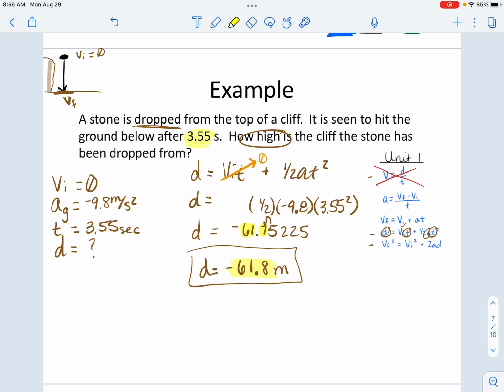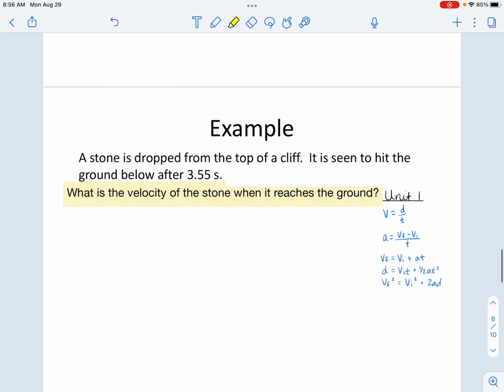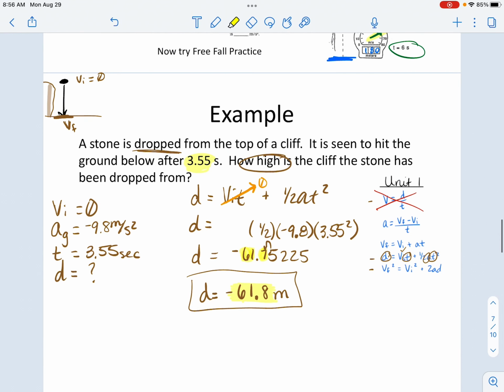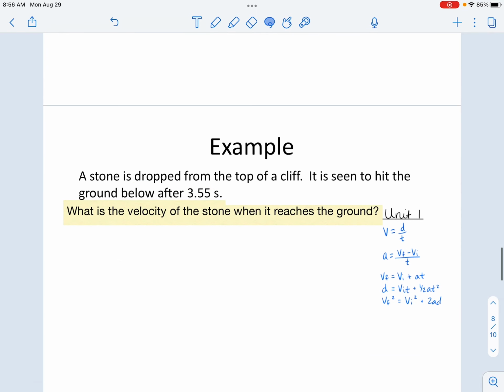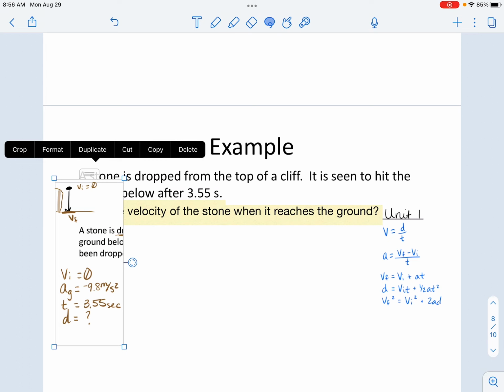Now, what if the question has a second question? What if they are now asking us, what is the velocity of the stone when it reaches the ground? So I'm going to try to save us some time here, and we're just going to say that this is the same story. So we're just going to copy this, and we're going to use that same information. And we're going to continue from here, okay?